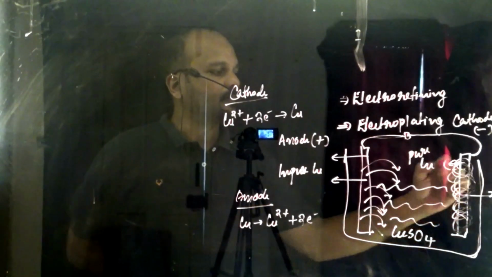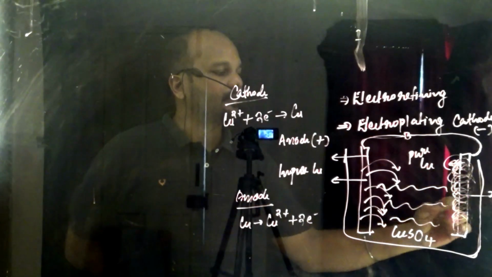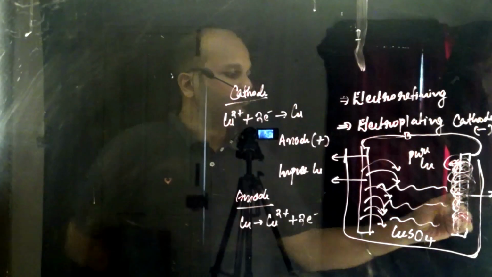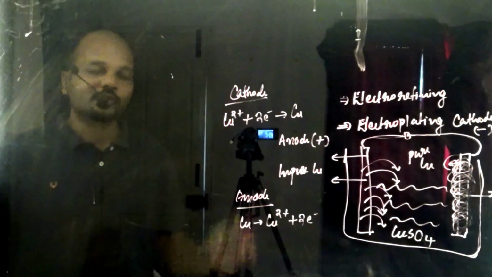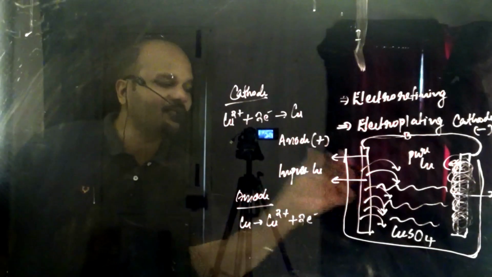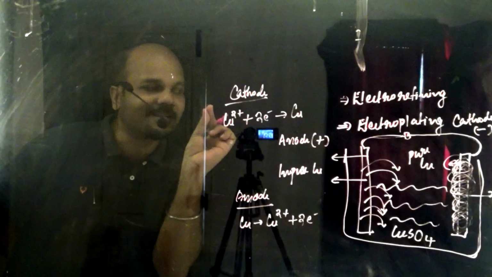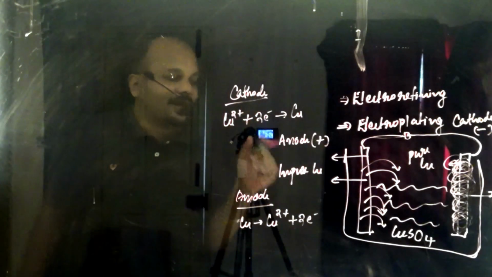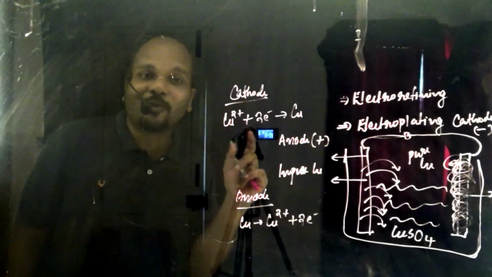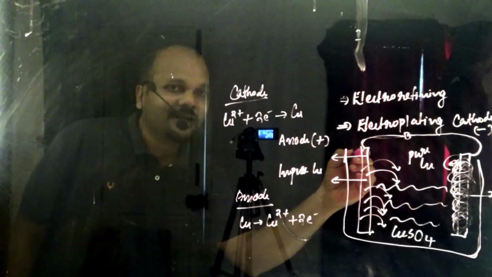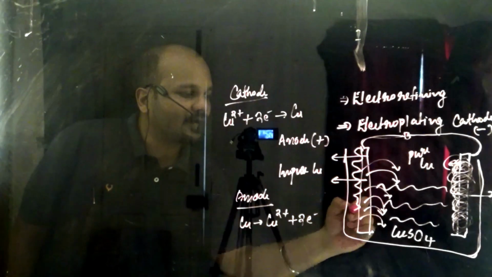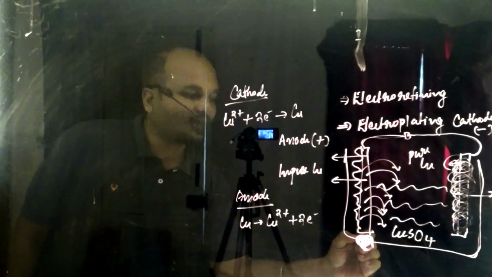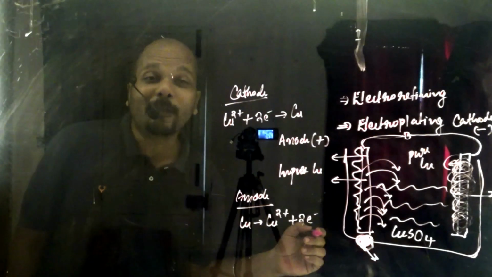After some time, the anode size will shrink, and the size of the copper cathode will become bigger. And where do the impurities go? The impurities from this anode will go and deposit at the bottom of the tank. We call it anode mud.